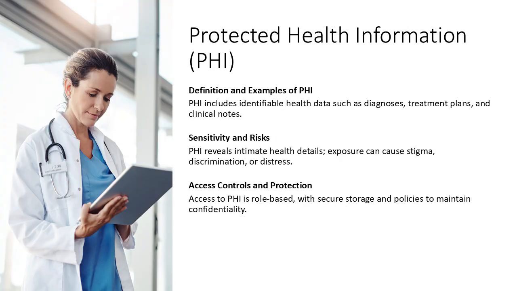Protected health information, or PHI, is health-related data linked to an identifiable individual. Examples include medical diagnoses, prescriptions, and treatment records. PHI reveals intimate health details. Exposure can cause stigma, discrimination, or distress. Access to PHI is role-based, with secure storage and policies to maintain confidentiality.